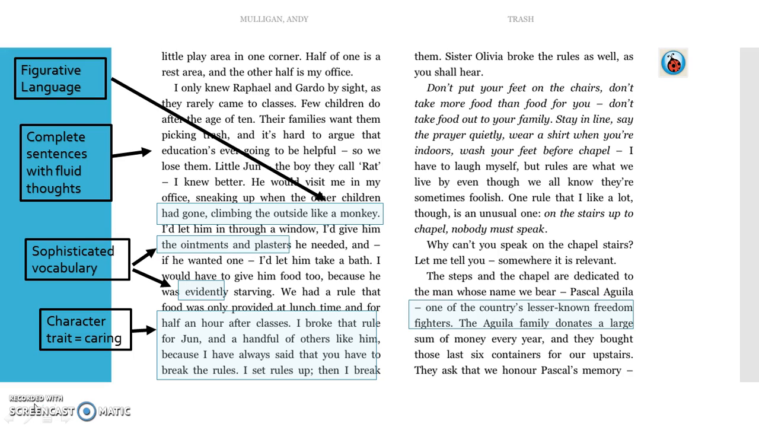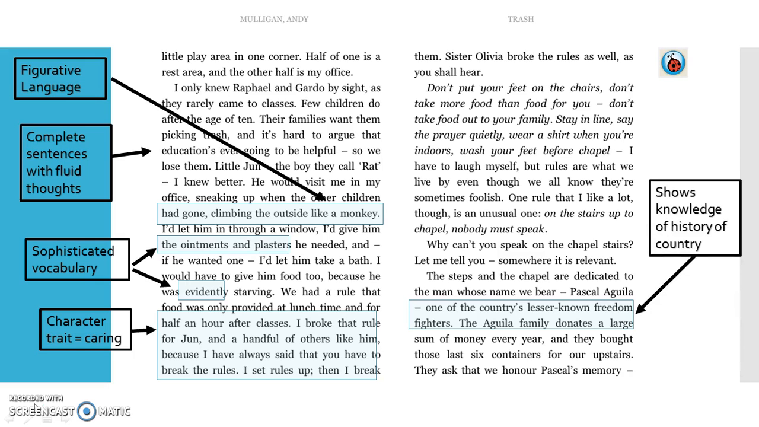Another example on the second page, it says Pascal Aguila, one of the country's lesser-known freedom fighters. The Aguila family donates a large sum of money every year, and they bought those last 6 containers for our upstairs. Okay, pointing to the fact that he knows a lot about the history of the area that he's living in. Lots of the other boys, because they don't come to school, they aren't going to have that historical background that Father Juilliard does.